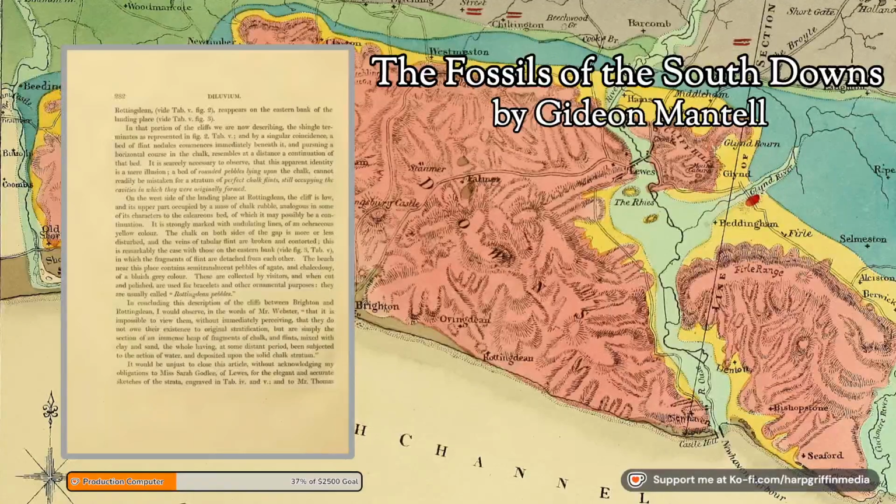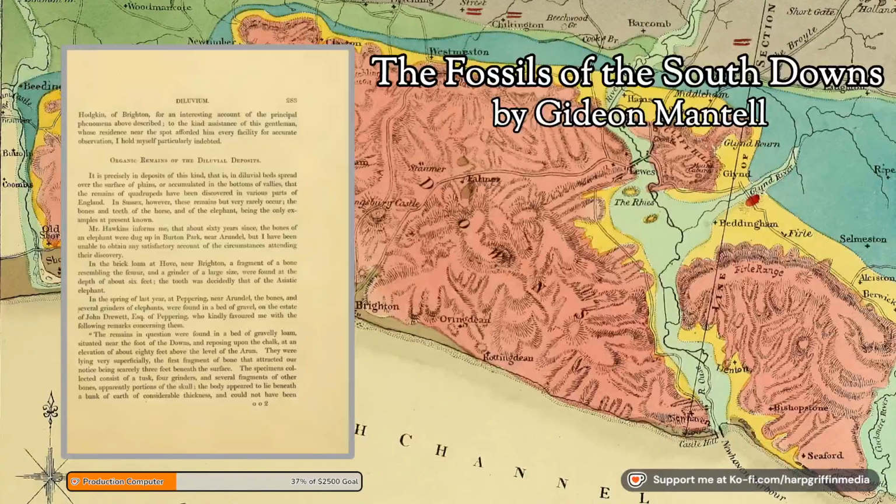It would be unjust to close this article without acknowledging my obligations to Miss Sarah Godley of Lewes for the elegant and accurate sketches of the strata engraved in Tablet 4 and 5, and to Mr. Thomas Hodgkin of Brighton for an interesting account of the principal phenomena above described. To the kind assistance of this gentleman, whose residence near the spot afforded him every facility for accurate observation, I hold myself particularly indebted.